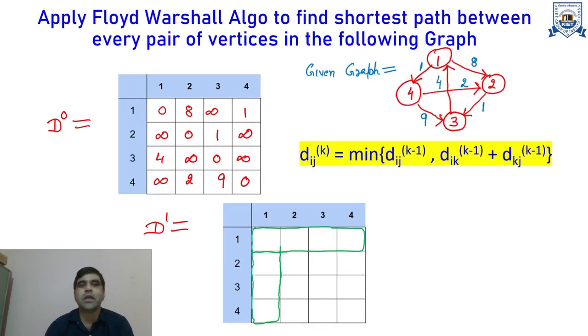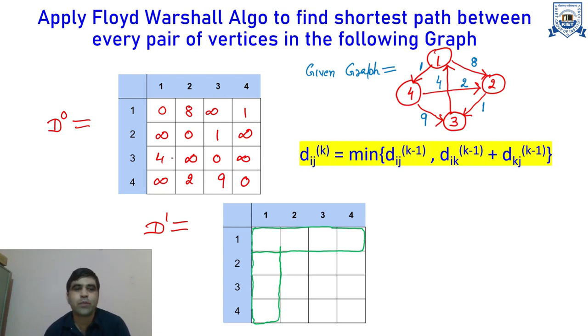Now given this graph, we have to apply the Floyd-Warshall algorithm to find the all pair shortest path, meaning the shortest path between every pair of vertices. In this particular graph we have four vertices, labeled vertex 1, vertex 2, vertex 3 and vertex 4. This is a directed graph having all positive weights, but the Floyd-Warshall algorithm can be applied to a directed graph having negative weights also.